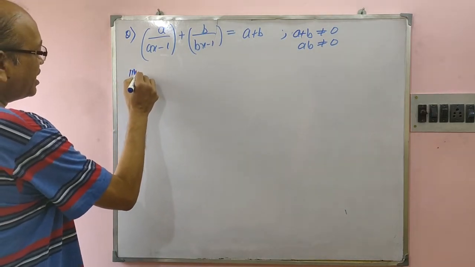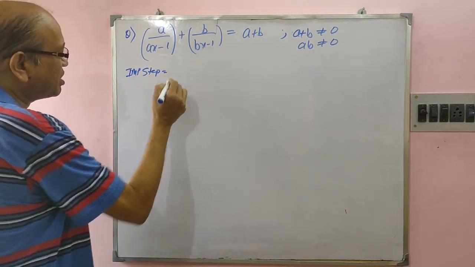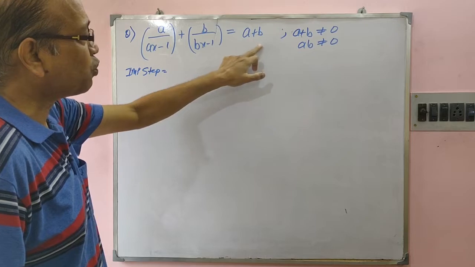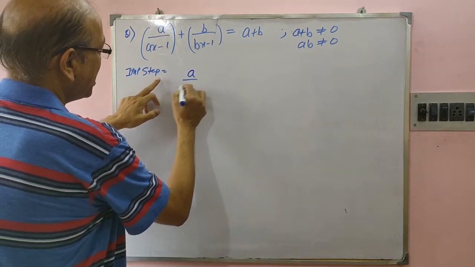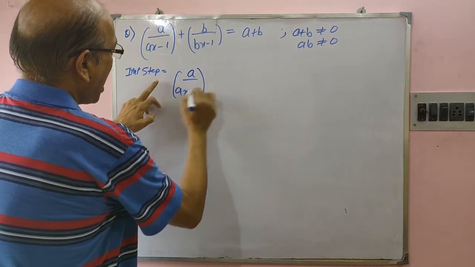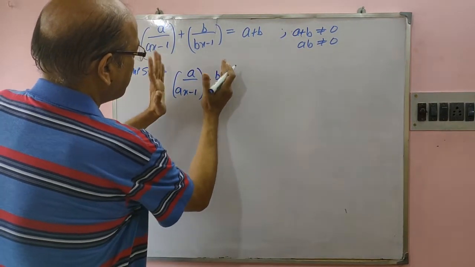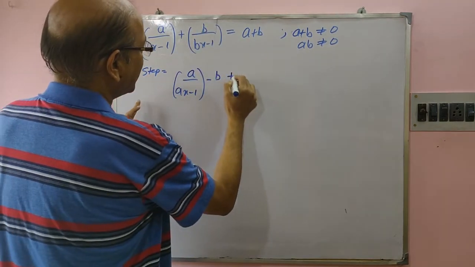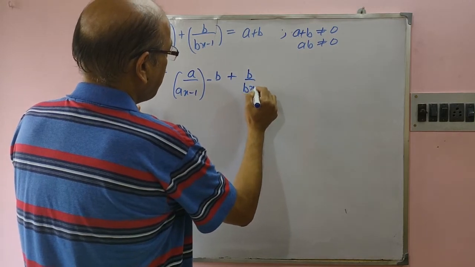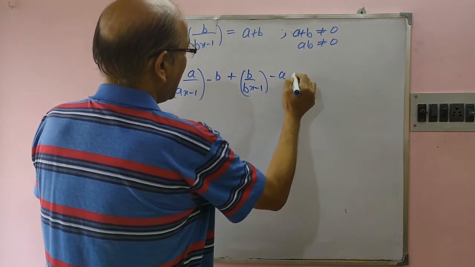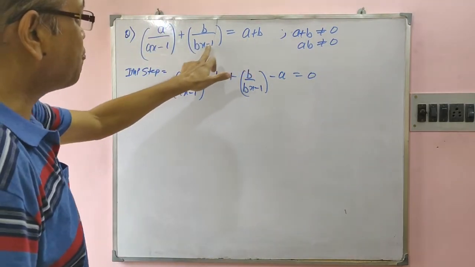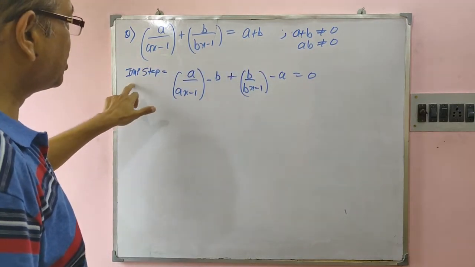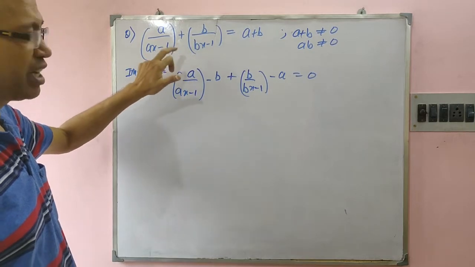Here, the important step in such typical sums is that you bring these numbers to this side and equate to 0. But what will I bring? With the term of ax − 1, I bring minus b, because here it is a. And with this I will take minus a, and this will be equal to 0. A will come with this term and b will come with this term. This is the most important step for such typical questions.